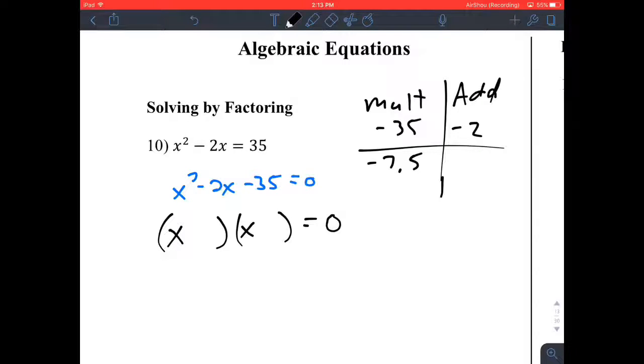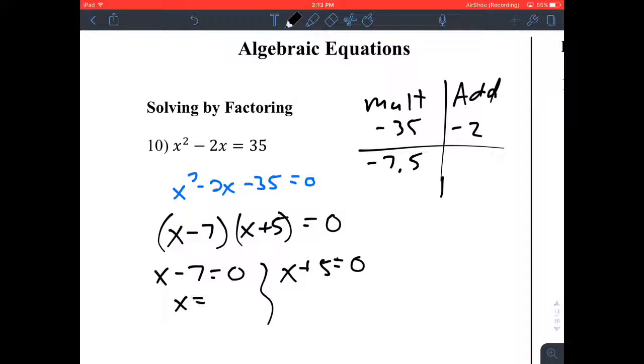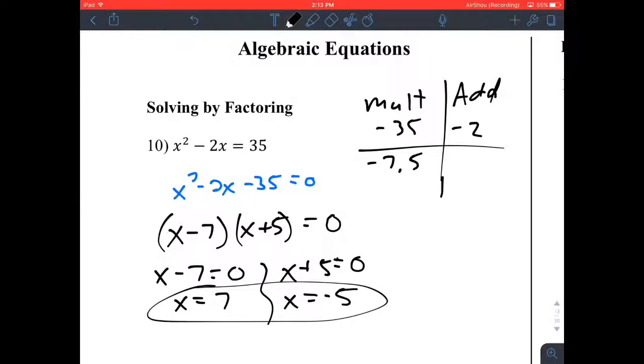So in one of the binomials, I'm going to put a minus 7. The other I'm going to put a plus 5. Doesn't matter which is which. If the product of two things is 0, that means one of the two things you're multiplying has to be equal to 0. So we're going to set both these equal to 0, solve this, and we get that x could be negative 5 or 7.